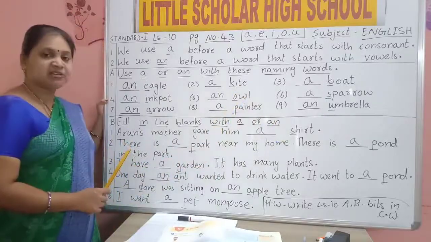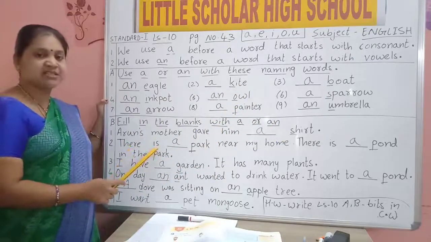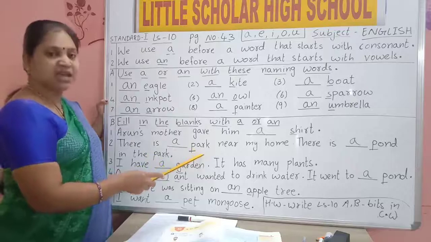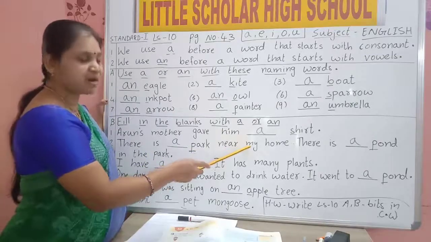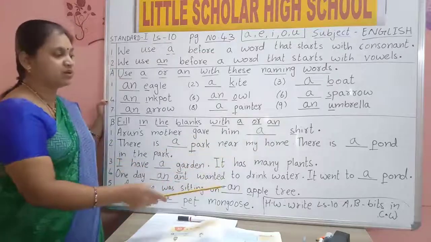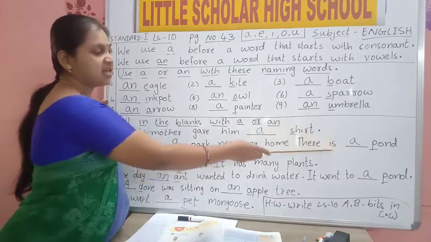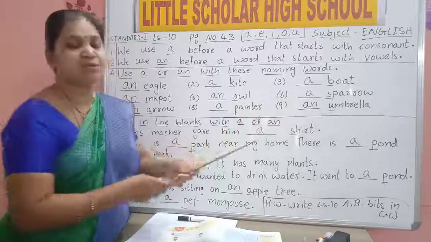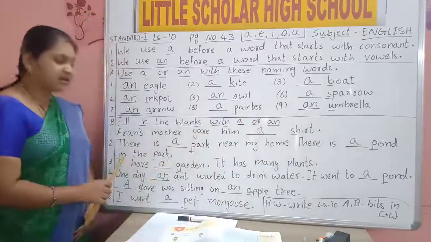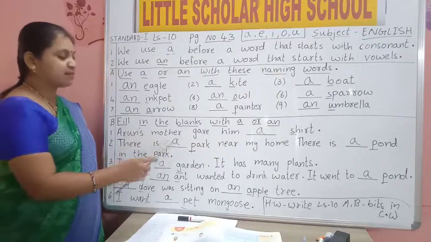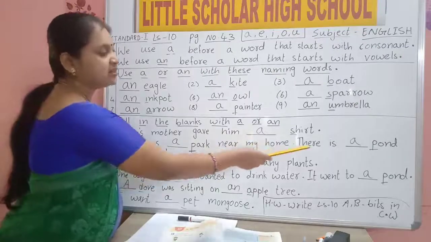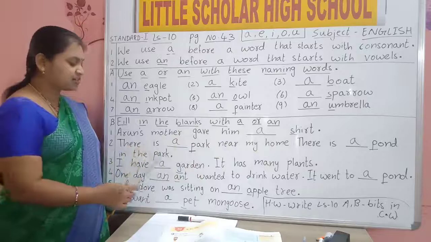Next, T-H-E-R-E, there, is, a, P-A-R-K, park, N-E-A-R, near, M-Y, my, H-O-M-E, home. There is a park near my home. There, is, a, P-O-N-D, pond, in, the, park. There is a pond in the park.